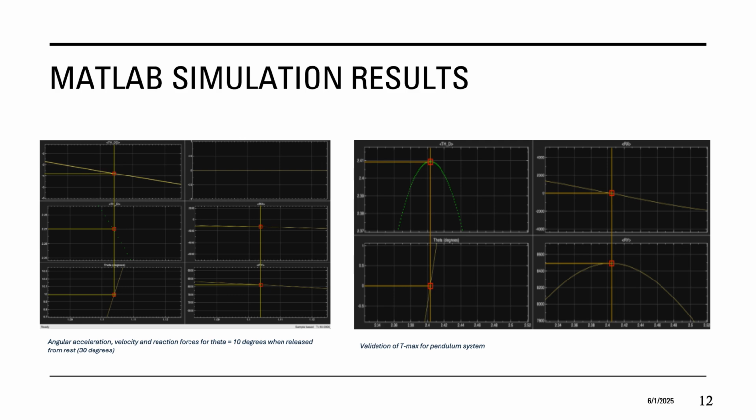At 10 degrees, the simulation matched our theoretical values for acceleration, velocity, reaction forces, and tension. At the lowest point of the swing, the simulated maximum tension was nearly identical to our calculated value, confirming our model. This validates both our physical modeling and simulation approach. Newton's laws and energy conservation gave us full control over the dynamics, and MATLAB verified our predictions with high accuracy.